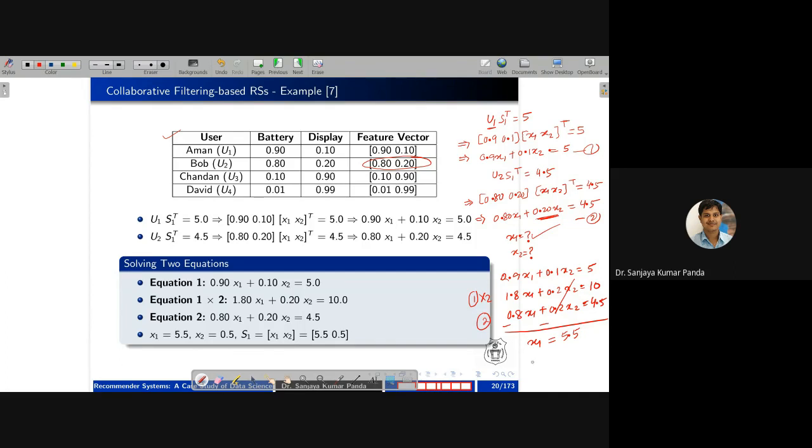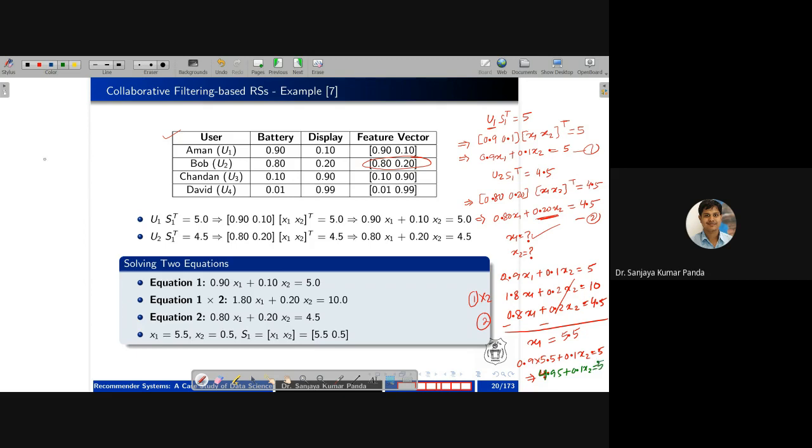For example, if I put it here, 0.9 into 5.5 plus 0.1 x2 is equal to 5. So if you multiply 0.9 into 5.5, how much will you get? Can anybody calculate and tell? 0.9 into 5.5. You will get the value as 4.95, plus 0.1 into x2 is equal to 5.